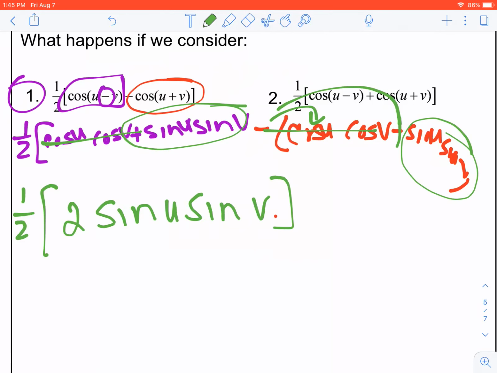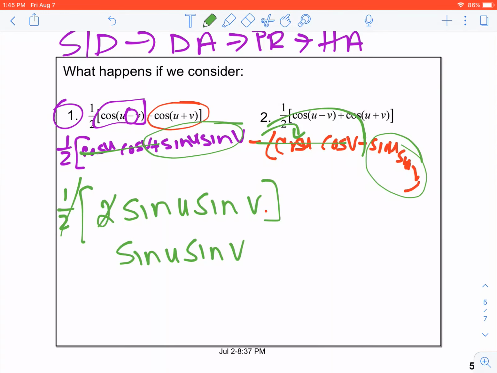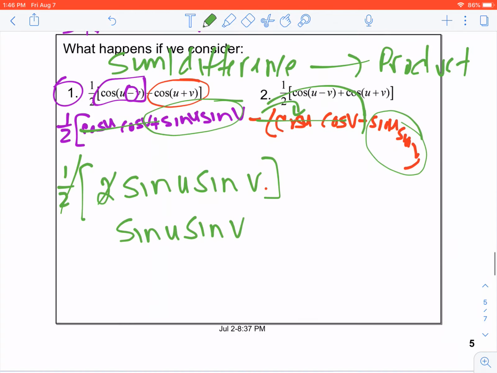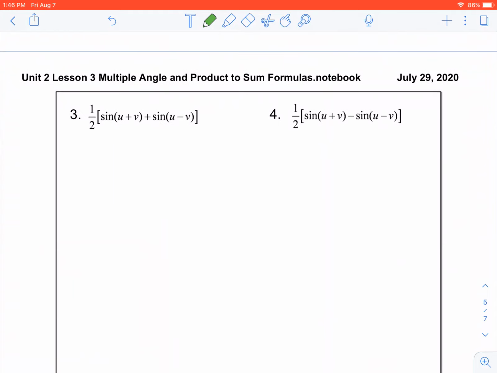And then 1/2 times 2 gives me the sine u, sine v. So that would be the process that gives you all of what we did. We took something that was a sum or a difference, and we just turned it into a product, a multiplication problem.